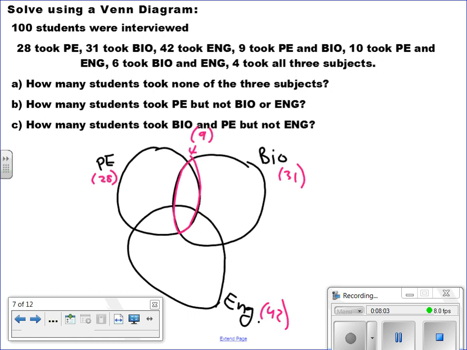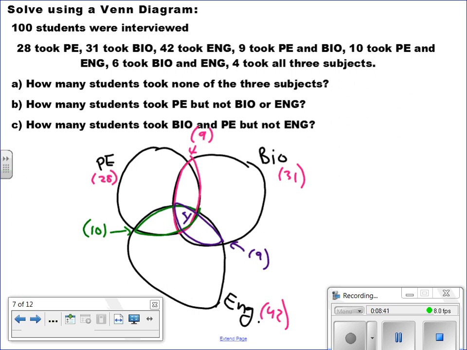10 took PE and English. The PE English sliver would be here where PE and English overlap. That will end up being 10, and put it in parentheses. And then the last overlap is 9 taking biology and English. I'll use blue. 9. All right, this next number will really help us start, and they'll be easy to finish from here. 4 are taking all 3 subjects. 4.